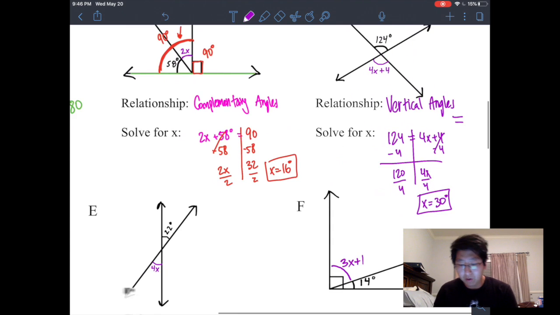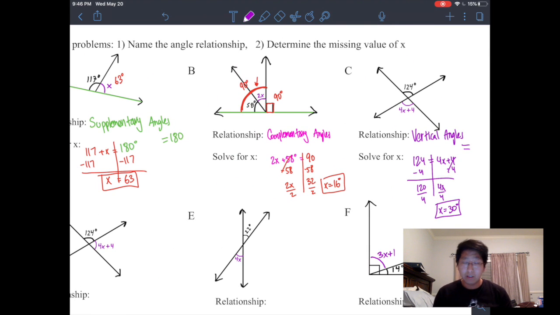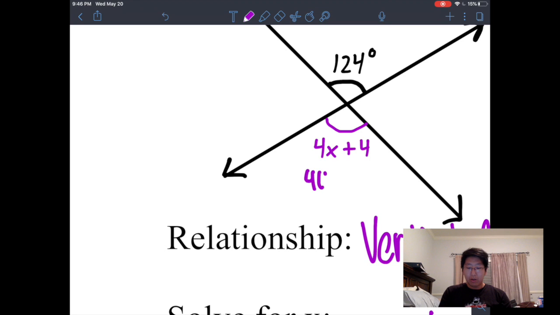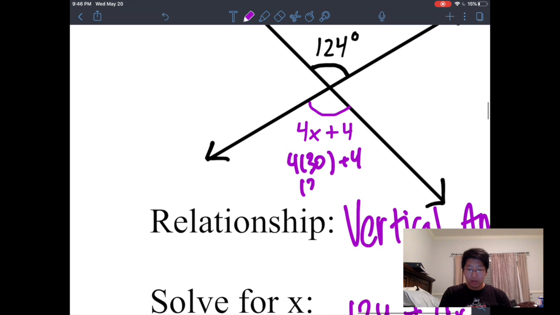So we just solved for x. X here is 30 degrees. So that means it's going to be 4 times 30 plus 4. Right? 4 times 30 is 120 plus 4 is 124. So we can see that this right here, 124, is the same thing as this right here. Okay?